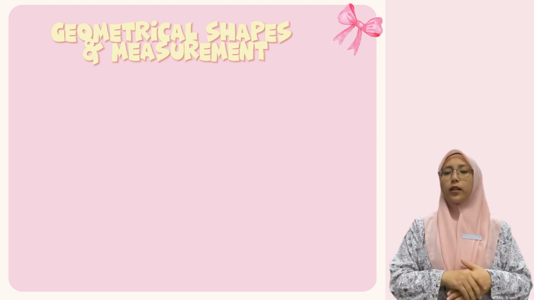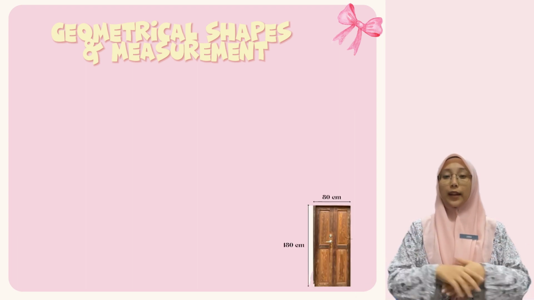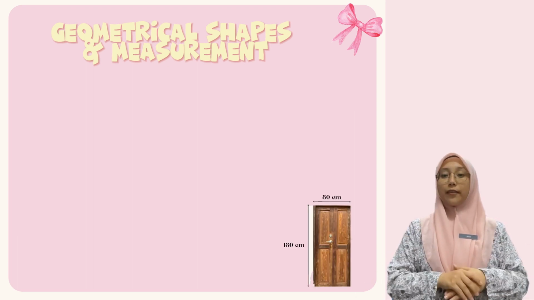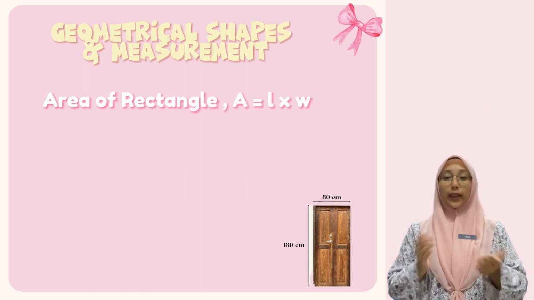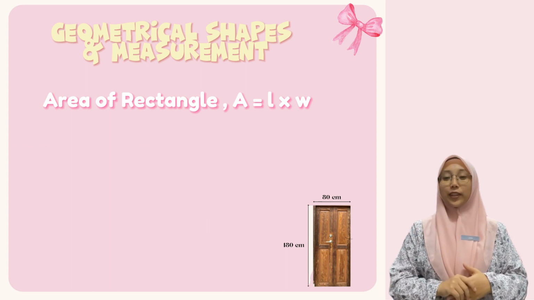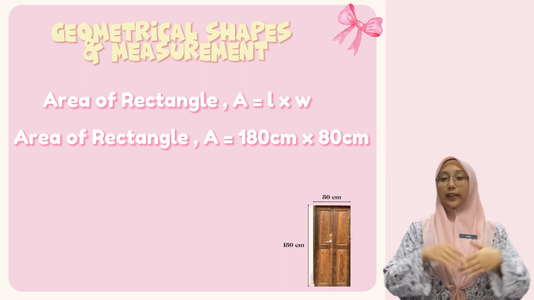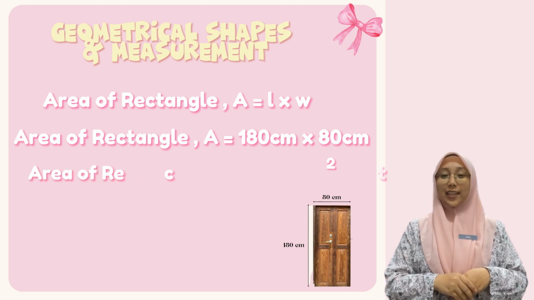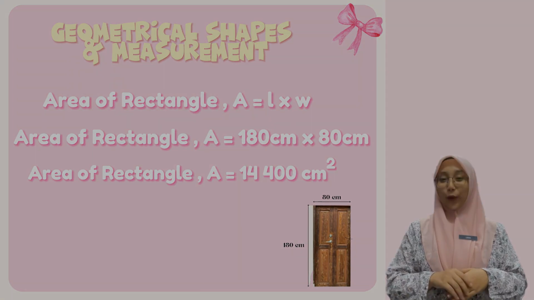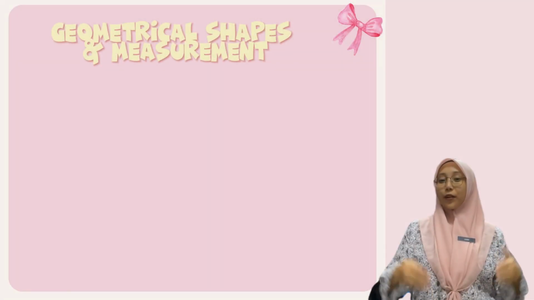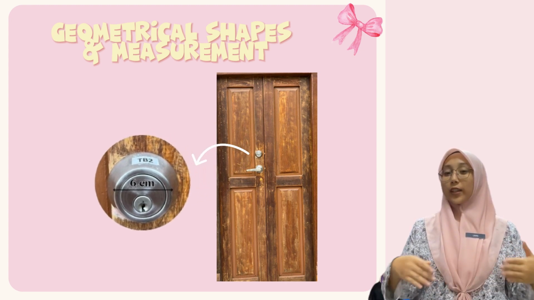Besides that, we can also calculate the area of the door by using the formula of the area of the rectangle, A equal to length times width. Hence, don't forget to substitute the value of length and width, and we got the area of the rectangle is 14,400 cm square.